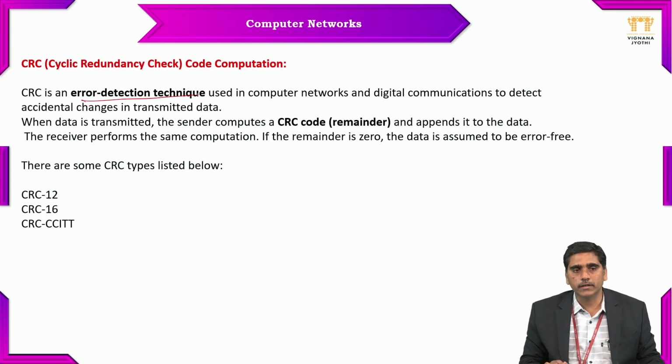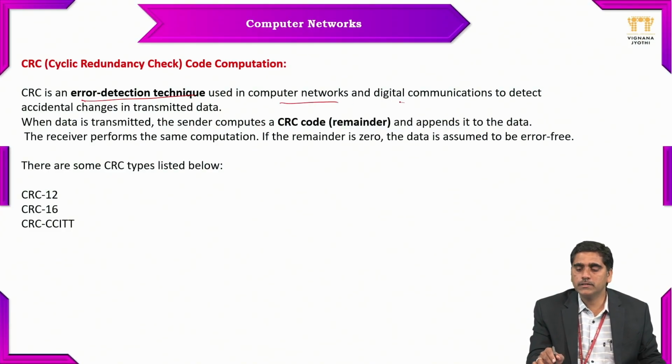When we look at the responsibilities of all the layers, error detection is one of the responsibilities of the data link layer. So frames are transferred in the form of bits, and when an error occurs, to identify that error, a detection technique is required. CRC is such an error detection technique, and it is used in computer networks and digital communications to detect accidental changes in the transmitted data.